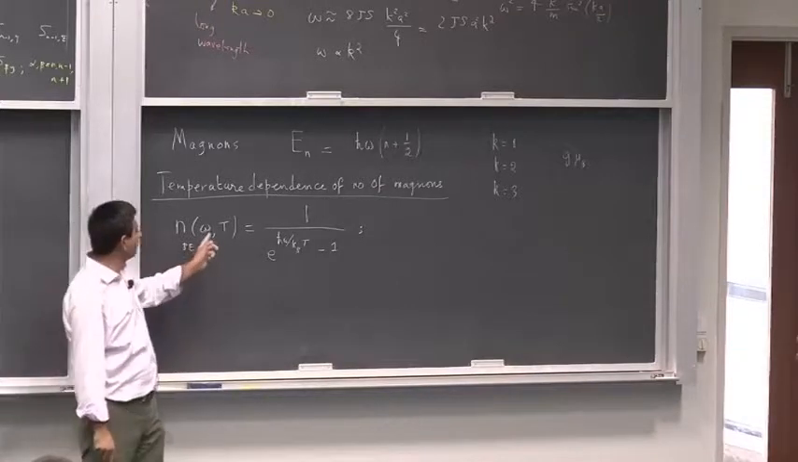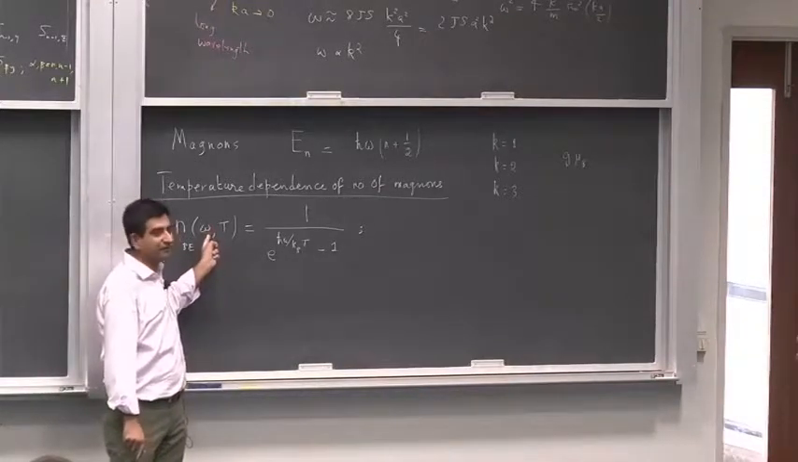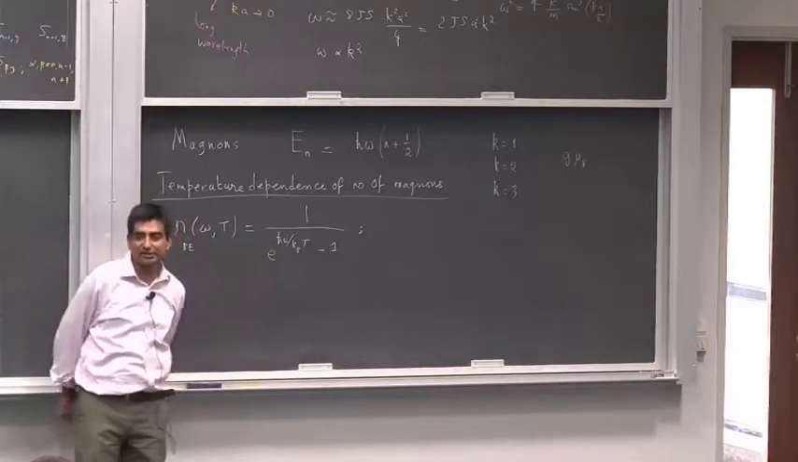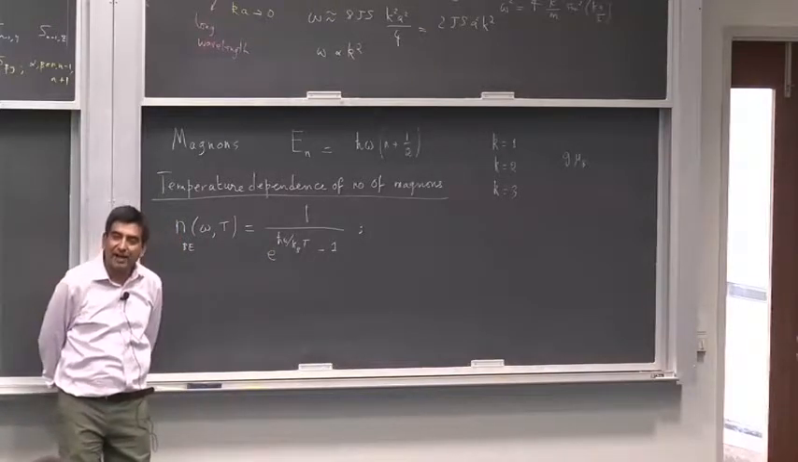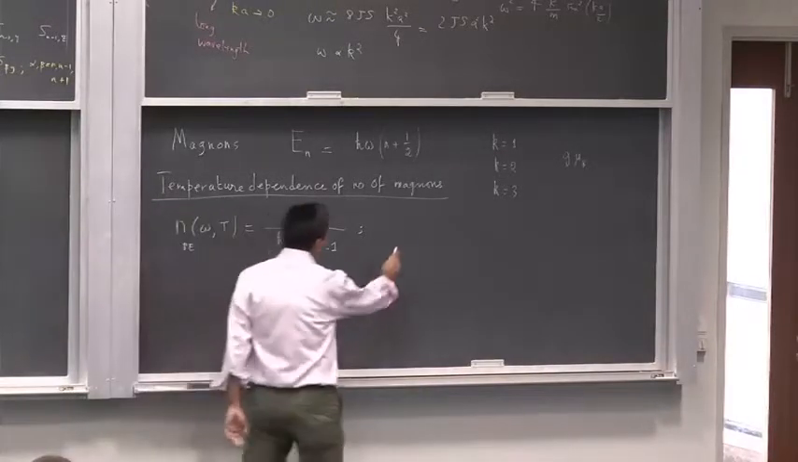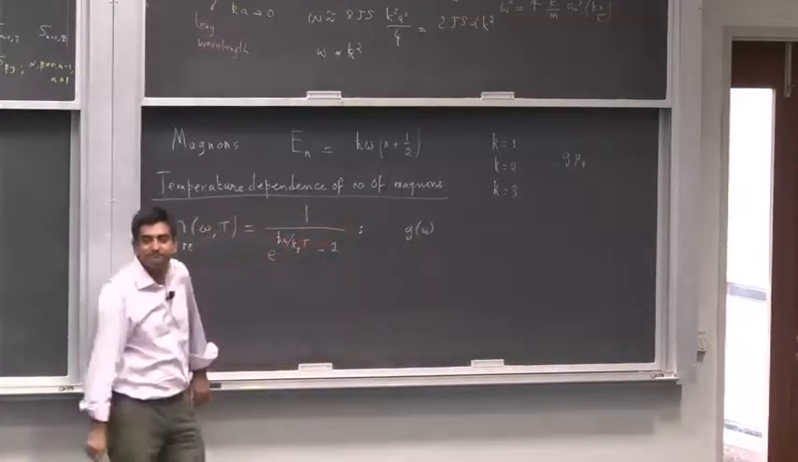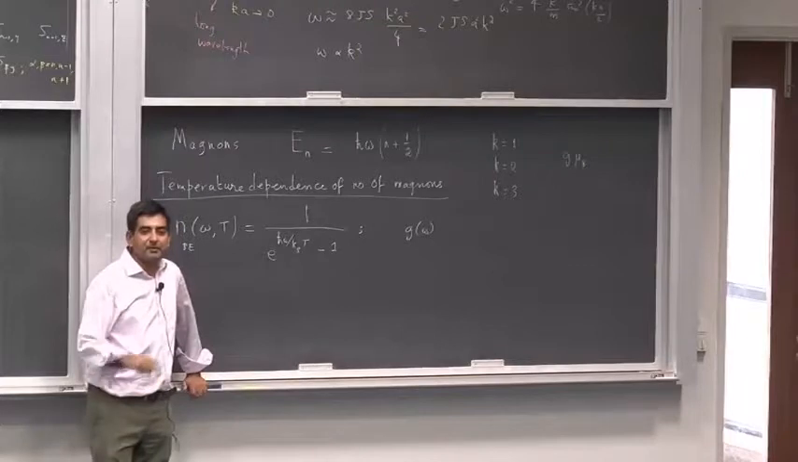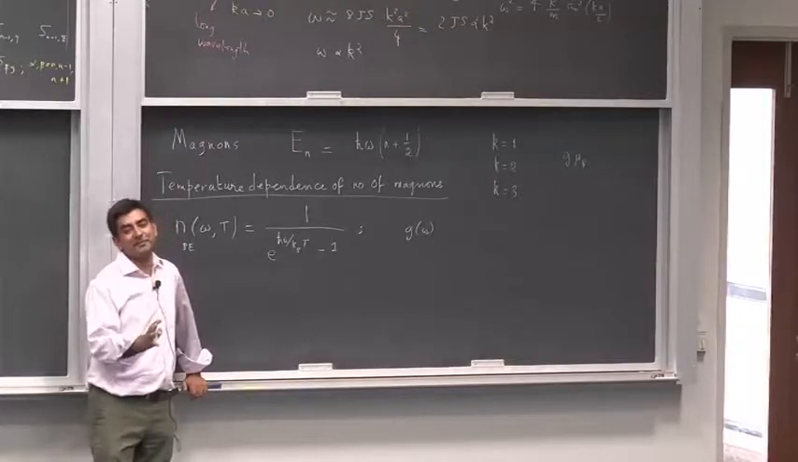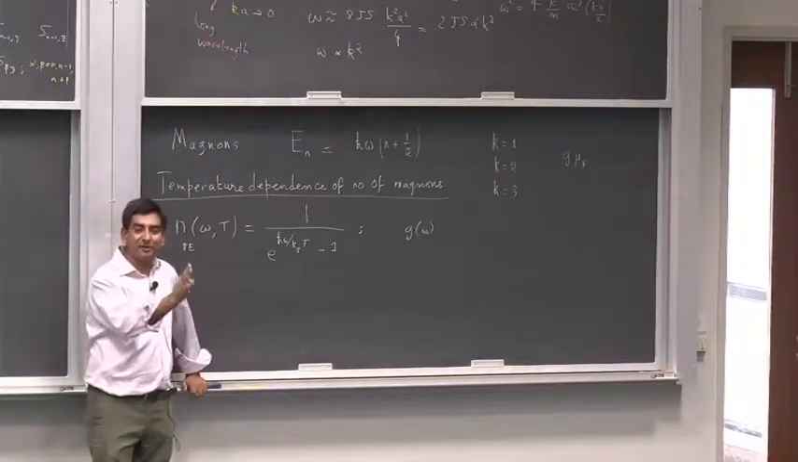Now the number of magnons at a certain frequency and temperature is given by the Bose-Einstein distribution. However, we also need to find out g(omega), the density of states of the magnons. How many states are available for the magnons at a particular omega?